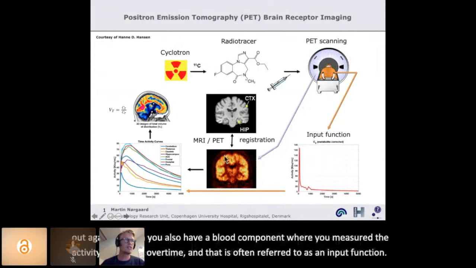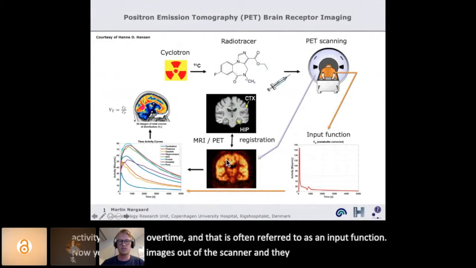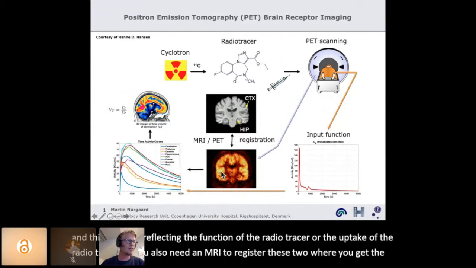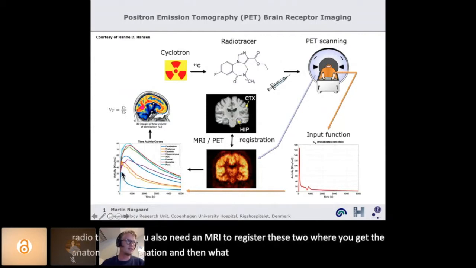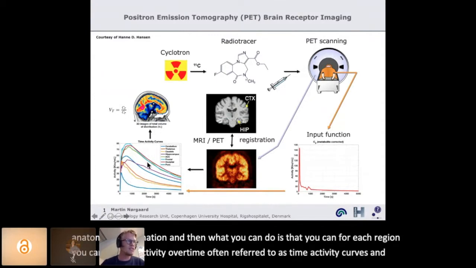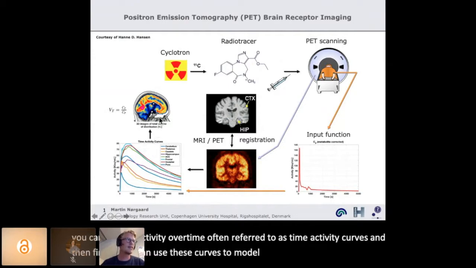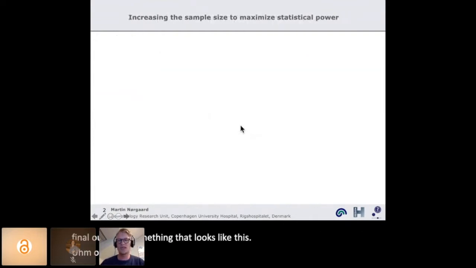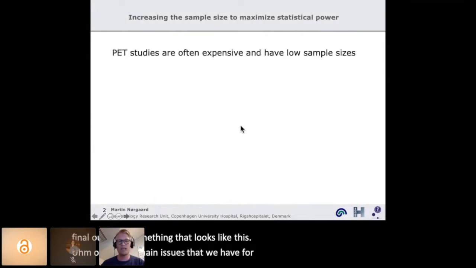Now you get your images out of the scanner and they look something like this. And this is purely reflecting the function of the radio tracer or the uptake of the radio tracer. So you also need an MRI to register these two, where you get the anatomical information. And then what you can do is that for each region, you can get the activity over time, often referred to as time activity curves. And then finally, you can use these curves to model the receptor density. And then the final output is something that looks like this. Now, one of the main issues that we have for PET imaging is that they're really expensive.